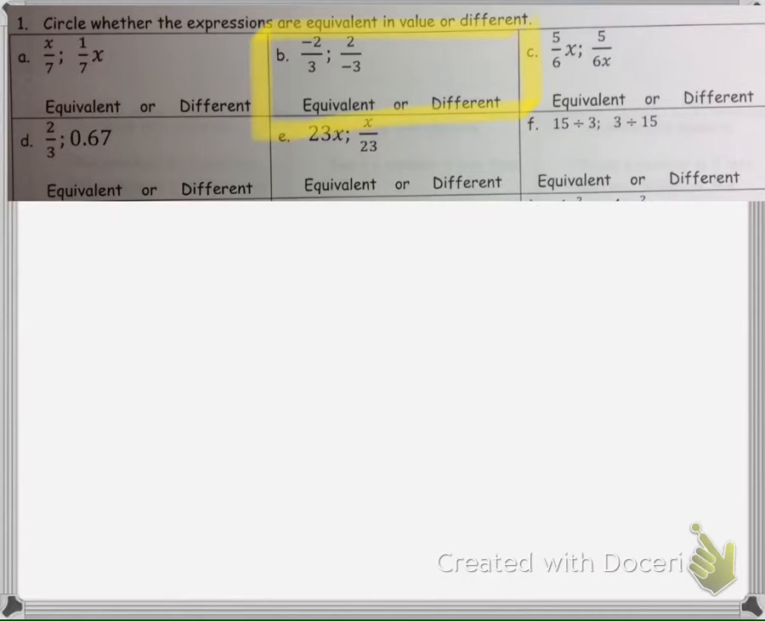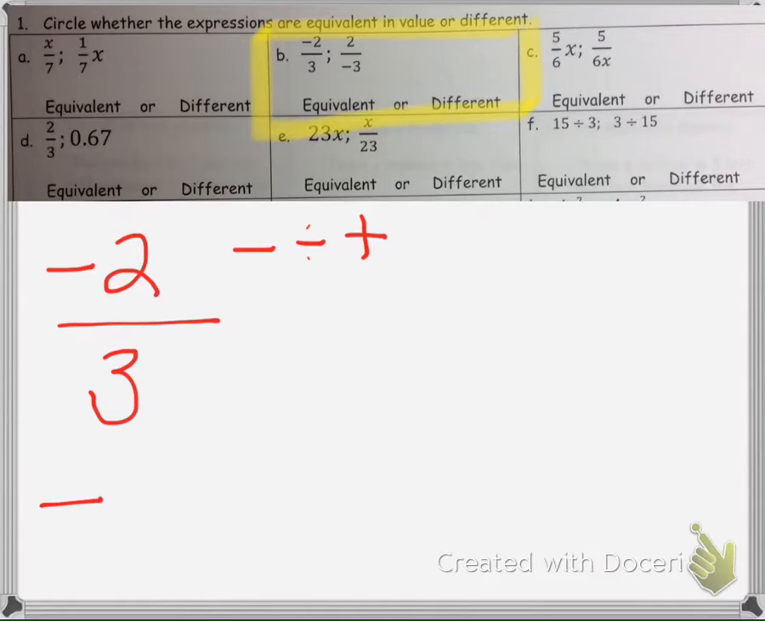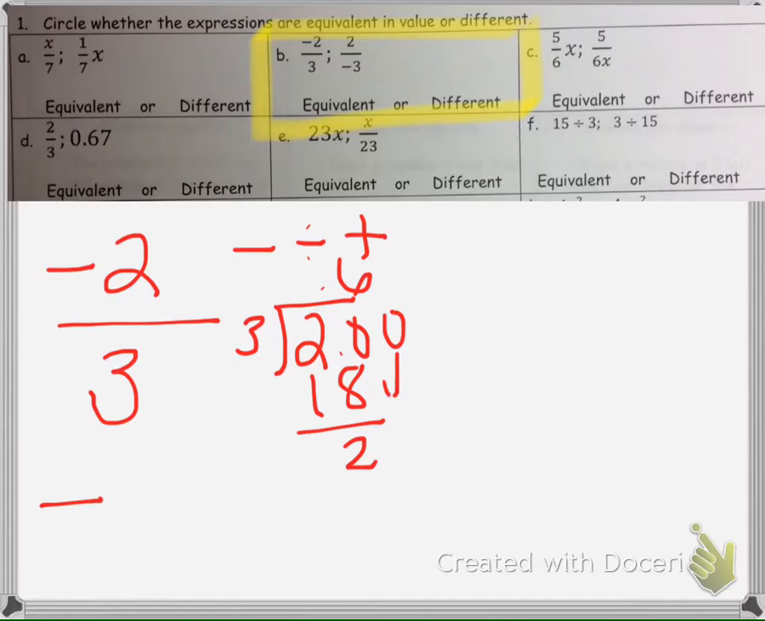Okay, now if we check out B, we have -2 divided by 3. Well, first of all, a negative divided by a positive is going to be negative. And if we divide 2 divided by 3, we're going to get this repeating 2 here. And the 6 is going to keep reappearing, so we get 0.6 repeating.